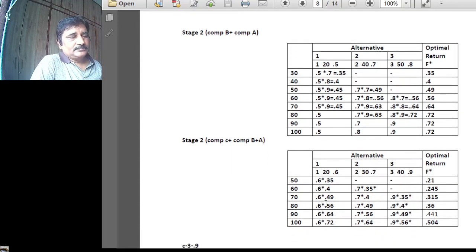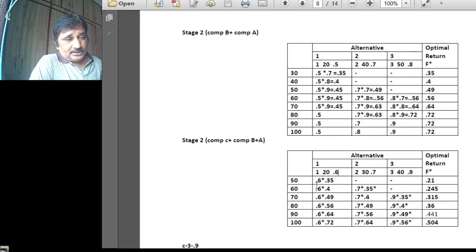Now, alternatives once again. A 1 unit bank of component C costs 20 rupees, that is given to you in the problem, and reliability is 0.6. A 2 unit bank, this is the number of units in the bank, costs 30 rupees and reliability is 0.7, and a 3 unit bank costs 40 rupees and reliability is 0.9. These are the alternative numbers 1, 2, and 3. The first entity in the alternative description is the number of units in the component bank.